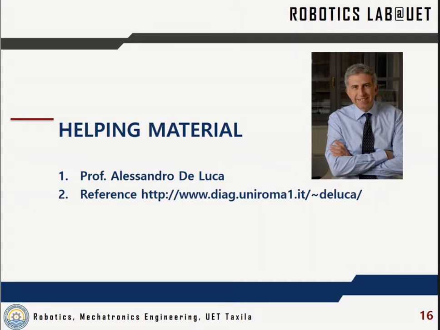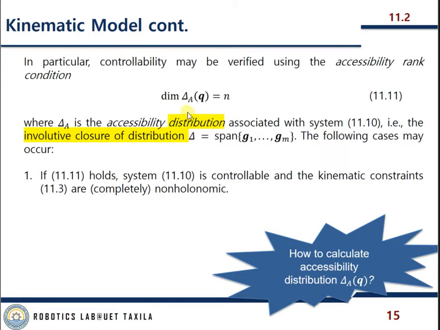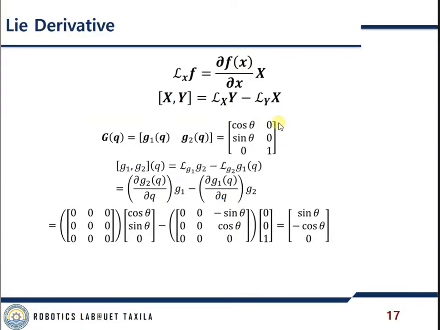So let me describe what the accessibility rank condition is, what the accessibility distribution is, and what is meant by the involutive closure of a distribution. I want to describe these two terms, and I'm building the background for that. First of all, let me describe the Lie derivative. How do we define it? We define it by taking the partial differentiation of function f and multiplying it with x. I'll explain with an example, but keep this in mind.